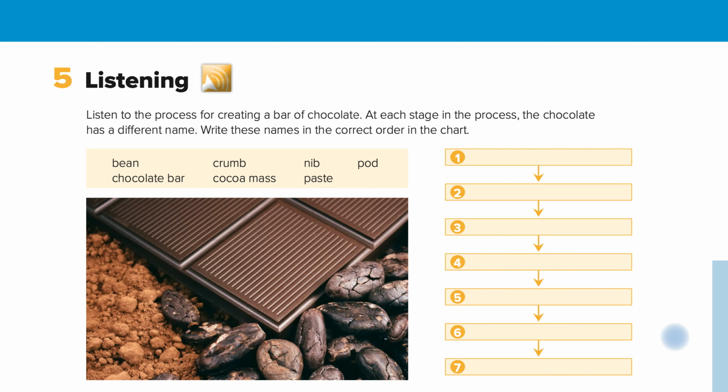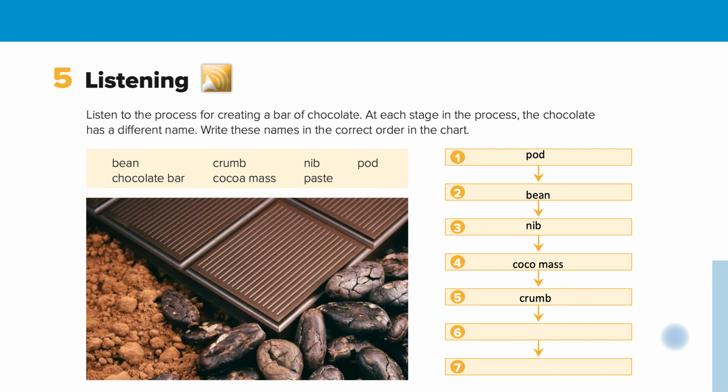So right now we have listened to the process for creating a bar of chocolate. Now let's write the names at each stage in the correct order here in the chart. So the first one is called the pod, and later on number 2 is called bean. Okay, number 3 is called nib. Number 4 is called cocoa mass.